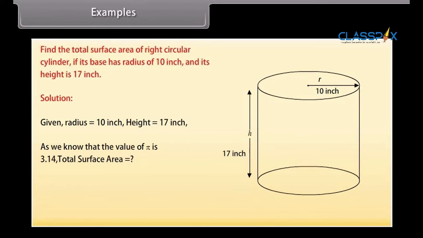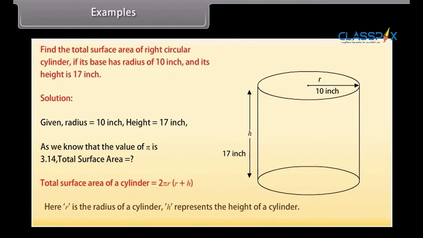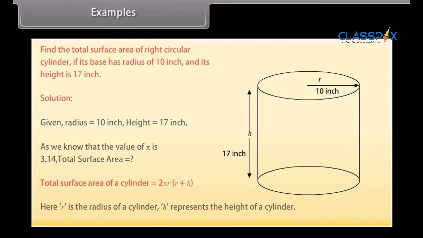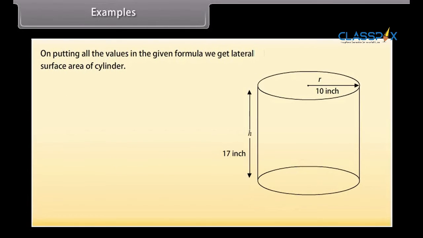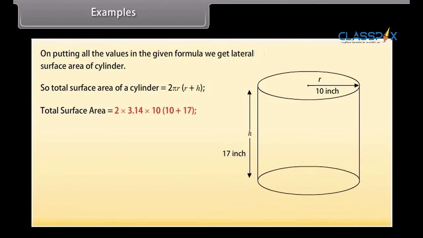We know that the formula for finding the total surface area of a cylinder is given by total surface area of a cylinder is equal to 2 pi r into r plus h. Here r is the radius of the cylinder and h represents the height of the cylinder. On putting all the values in the given formula, we get the total surface area of the cylinder is equal to 2 pi r into r plus h. Total surface area equals 2 into 3.14 into 10 into 10 plus 17.